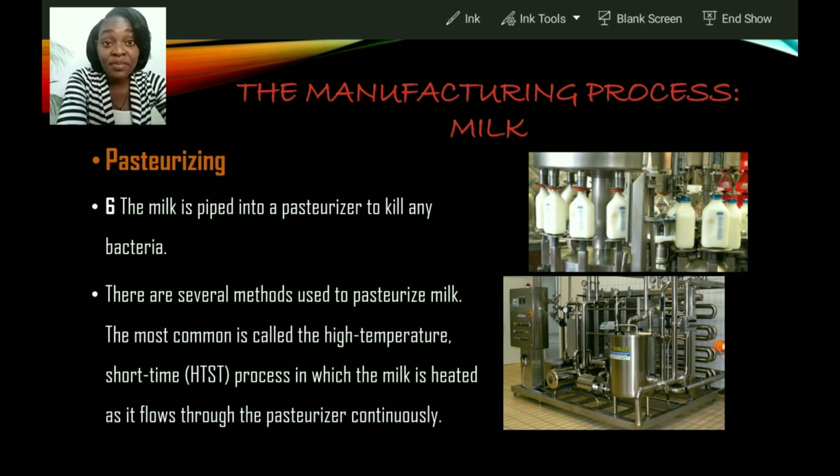Now, the next step is pasteurizing. Good. So the milk is piped into the pasteurizer to kill any bacteria. There are several methods used to pasteurize milk. The most common is called the high temperature short time process, in which the milk is heated as it flows through the pasteurizer continuously.